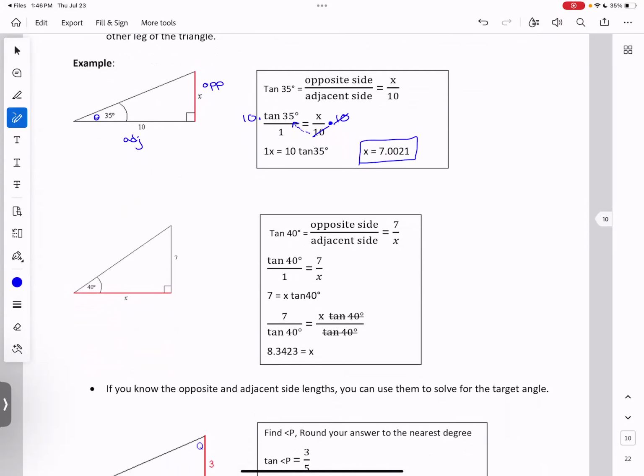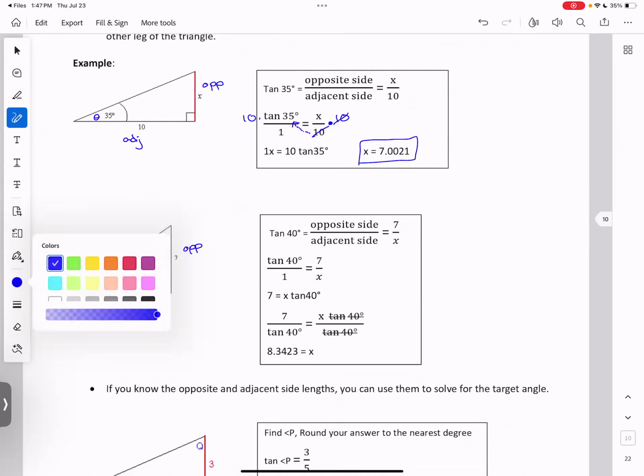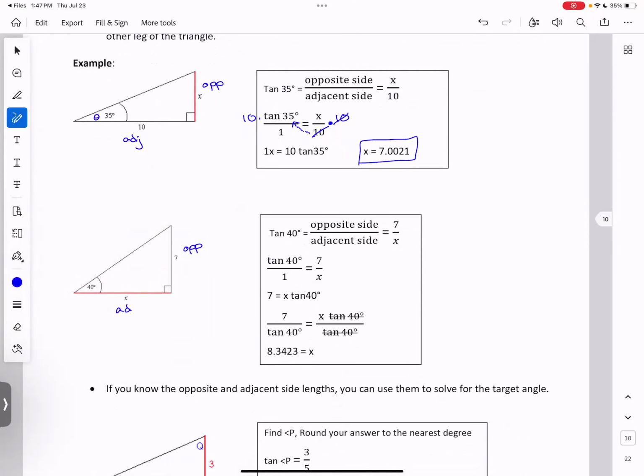Okay, another example. So we've got our 40 degrees as our target angle. That means the 7 is going to be our opposite side relative to that angle, and x is our adjacent side. X is our adjacent side. Okay, and so tan of 40 degrees then would be 7 over x. And then we're trying to solve for x.